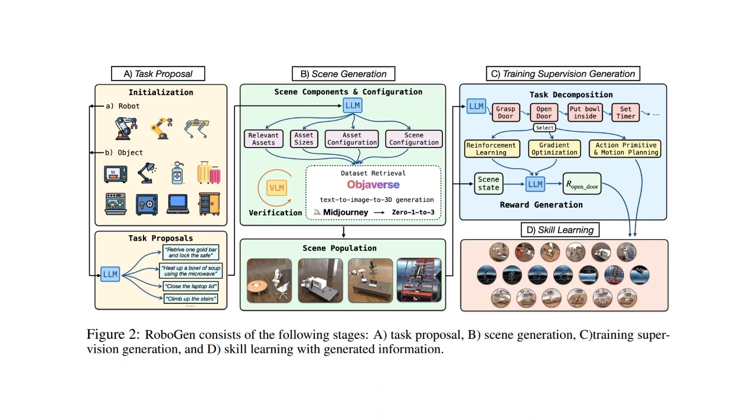Lastly, skill learning. The process for teaching a robot skill involves obtaining the necessary task information, scene components, and configurations, followed by decomposing the task and providing training instructions for subtasks. Different techniques are employed for skill learning, such as reinforcement learning, evolution strategy, and motion planning. All of these are chosen based on the task type.